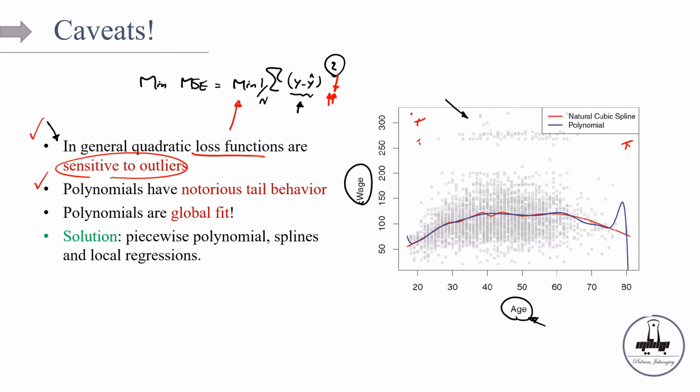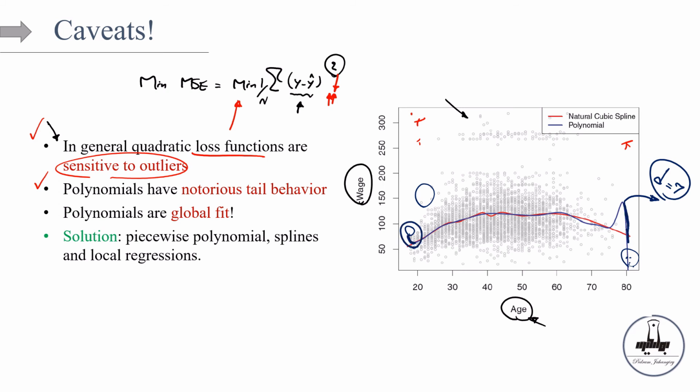Number two, polynomials have notorious tail behavior. What do we mean by that? Look at this example. Imagine this is a polynomial model where maybe the degree of the polynomial is 7. And in the tails we have a bunch of observations here that are pulling up the entire regression, and a bunch of observations down here which are pulling the entire regression down. Look at that. The behavior of the model at the tails is kind of weird.